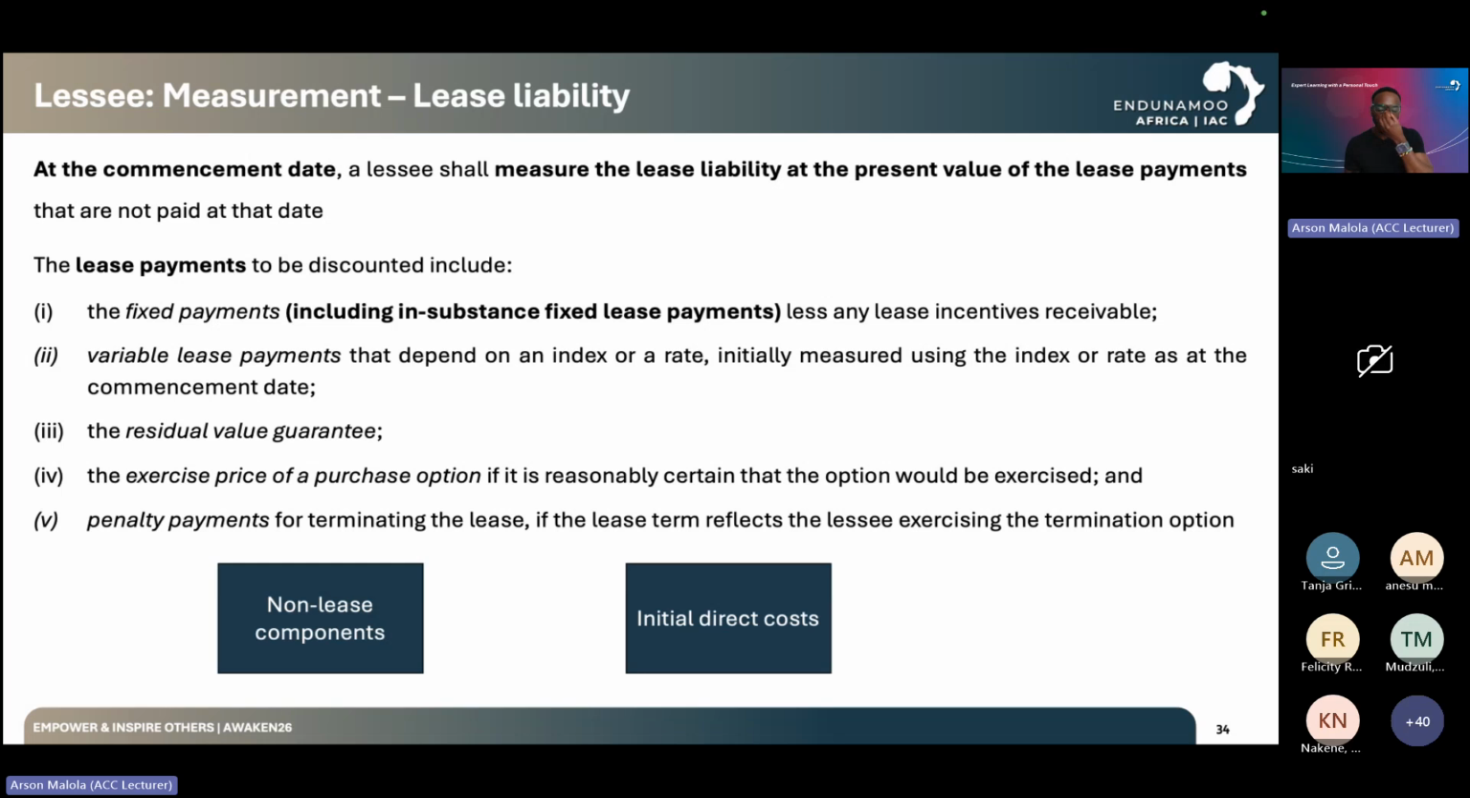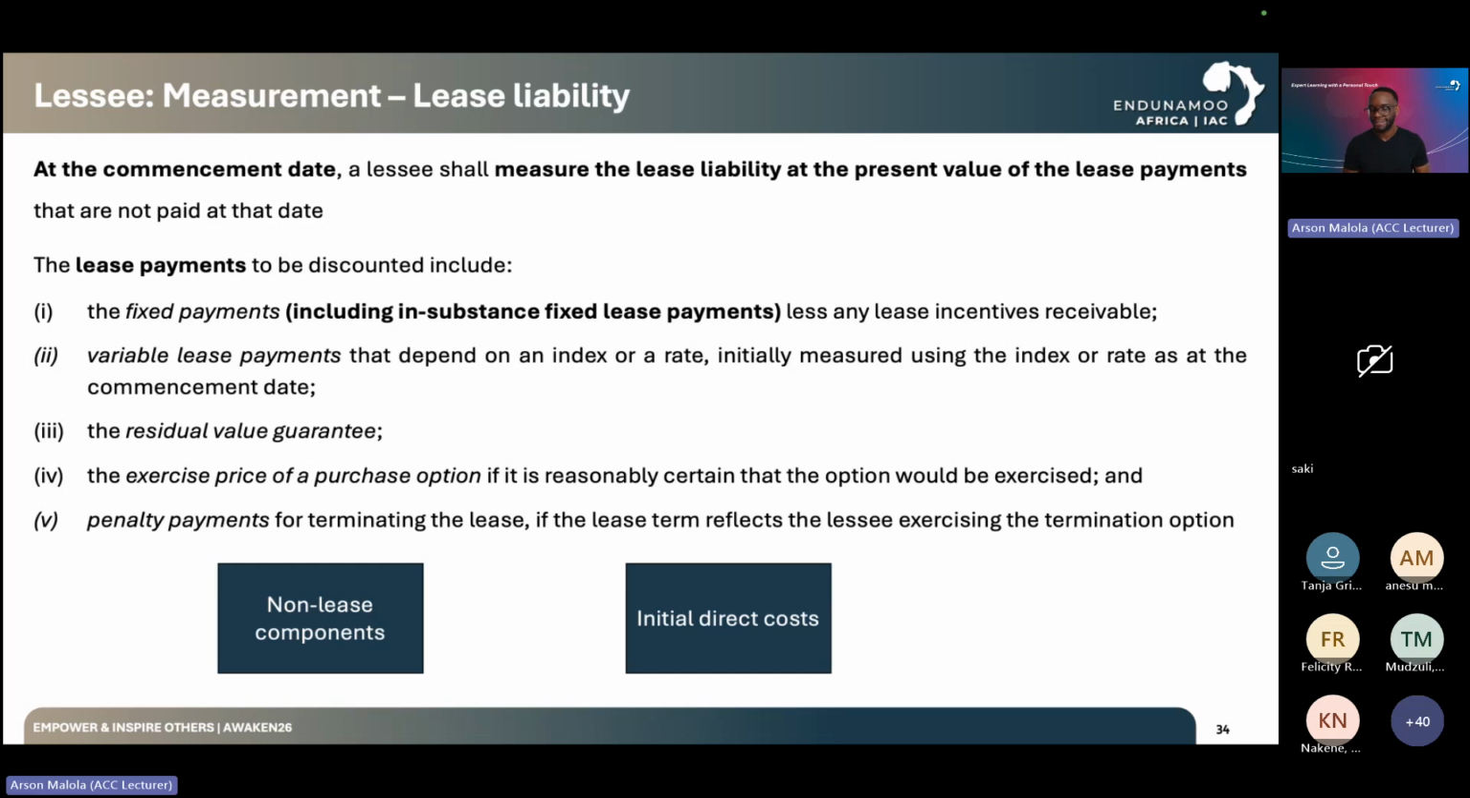Now, the reason why it's challenging to examine this is because of the judgment that's involved when it comes to assessing whether or not a payment that looks variable on paper and in legal form is in substance fixed. So if you ever encounter these, it's likely that your examiner will make it quite clear that the payment is in substance fixed. Okay, less any lease incentives receivable, right? So you'll be told about any lease incentives that the lessor has given the lessee to entice them to enter into this contract. Variable lease payments, an examiner's favorite.